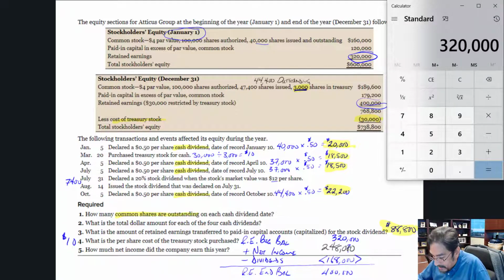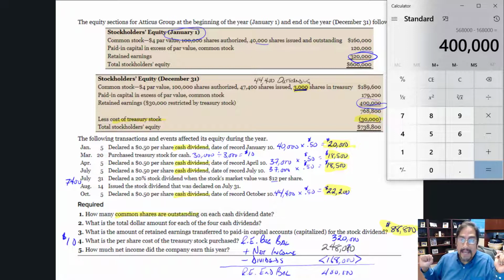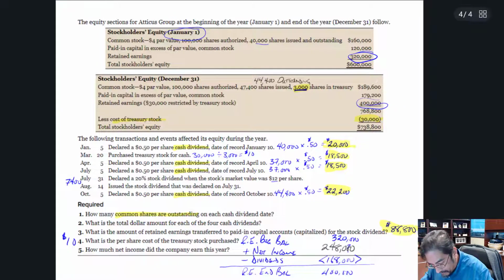320 plus 248 minus 168 equals 400. So $248,000 is net income this year. And that's it.